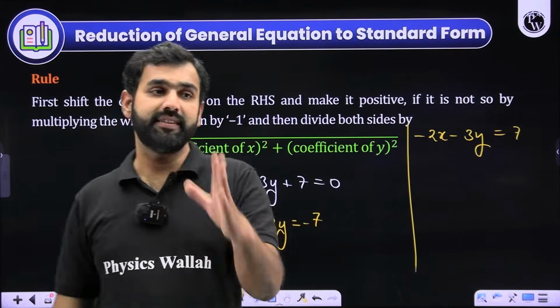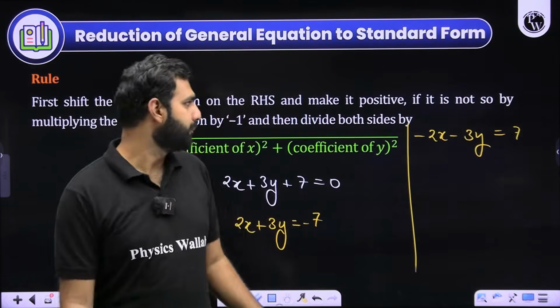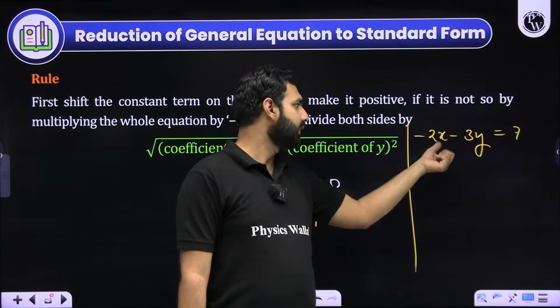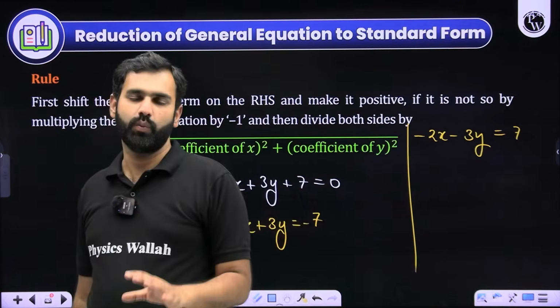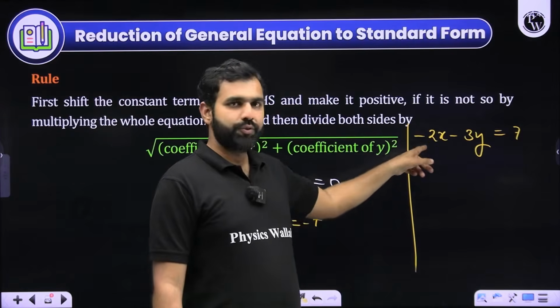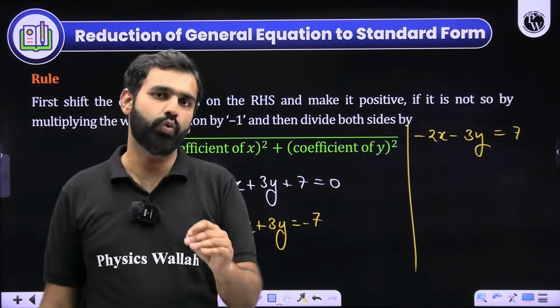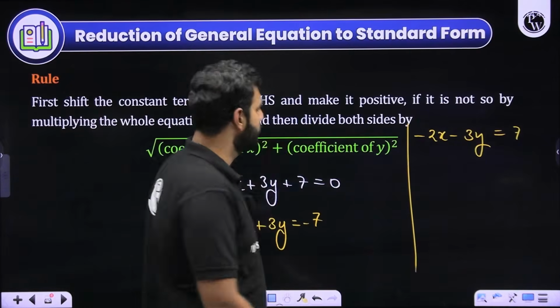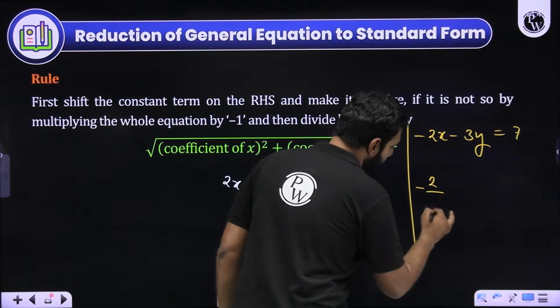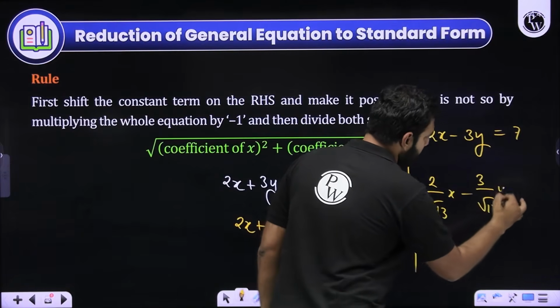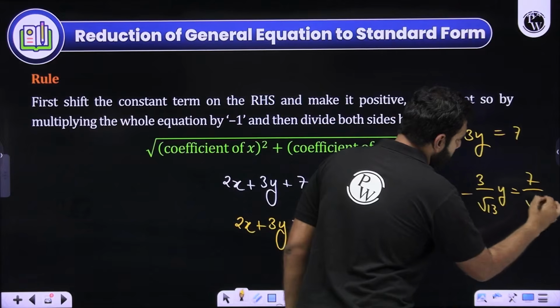Now divide both the sides by the square root of the sum of squares of the x and y coefficients. What do I mean by that? Minus 2 square is 4, minus 3 square is 9, 9 plus 4 is 13. So root 13 is what you divide by on both sides. So this will be minus 2 by root 13 times x, minus 3 by root 13 times y, and this is 7 by root 13.